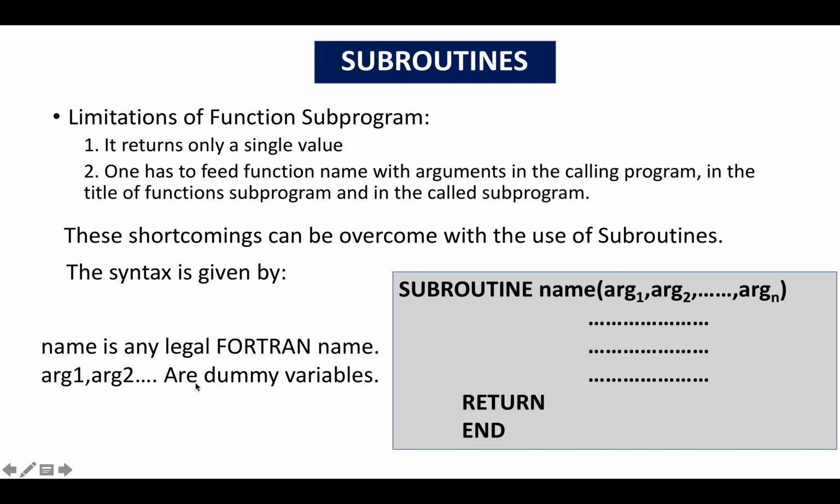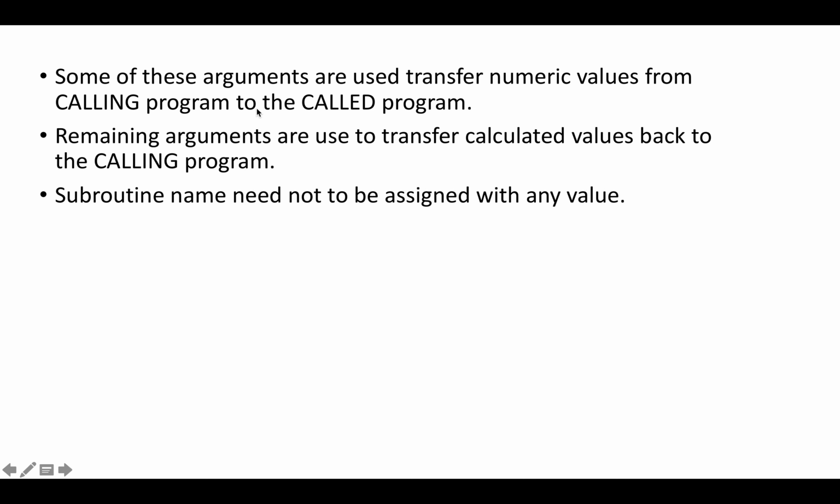Now I will explain what the meanings of these arguments are. Some of these arguments are used to transfer numeric values from the calling program to the called program. The remaining arguments are used to transfer calculated values back to the calling program. Subroutine names need not be assigned any value.